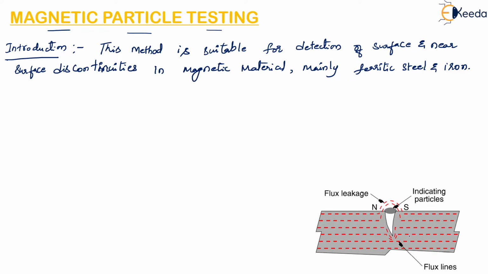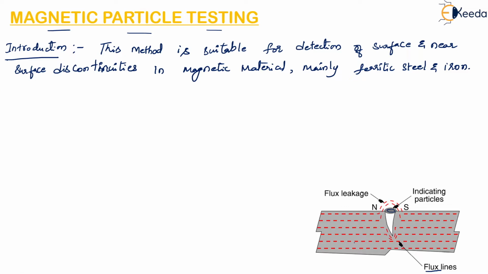So what is the principle? So the principle is to generate magnetic flux in the component which is being examined. So here you can see there are flux lines produced. So this is the flux leakage. Okay, and these are the indicating particles. So how is this flux produced in the component?